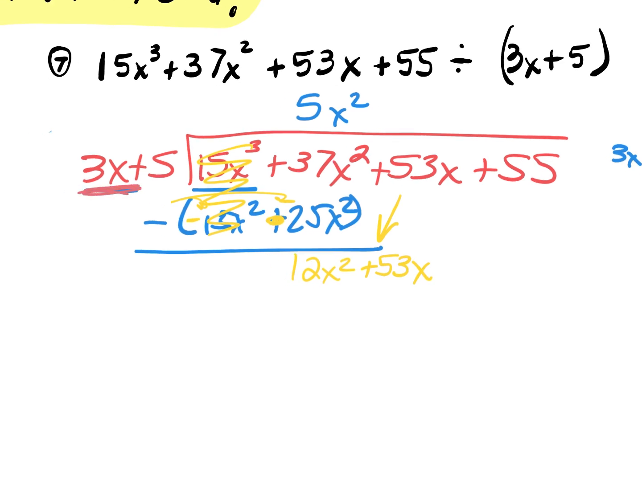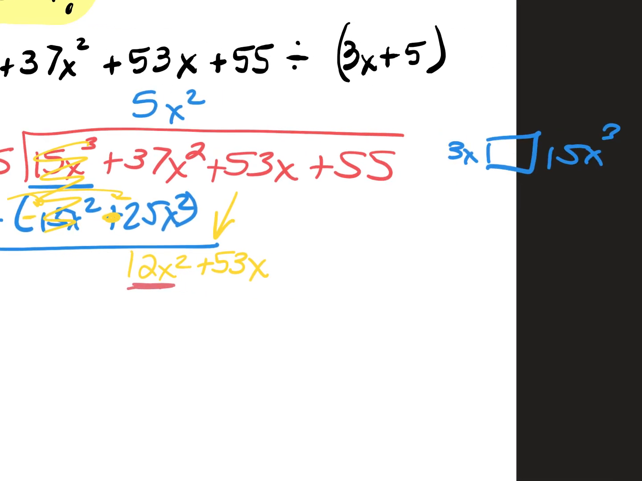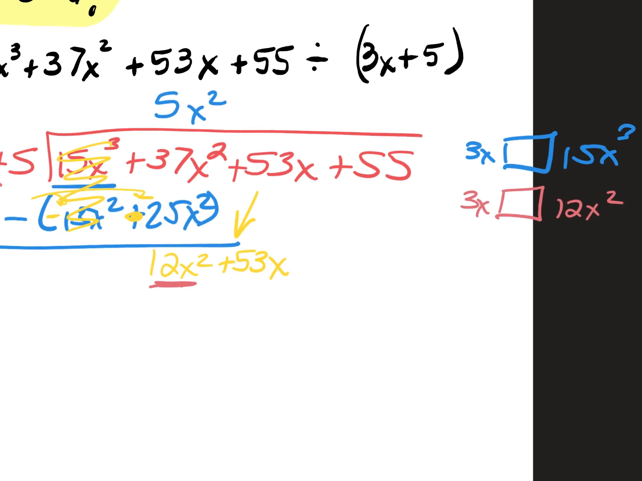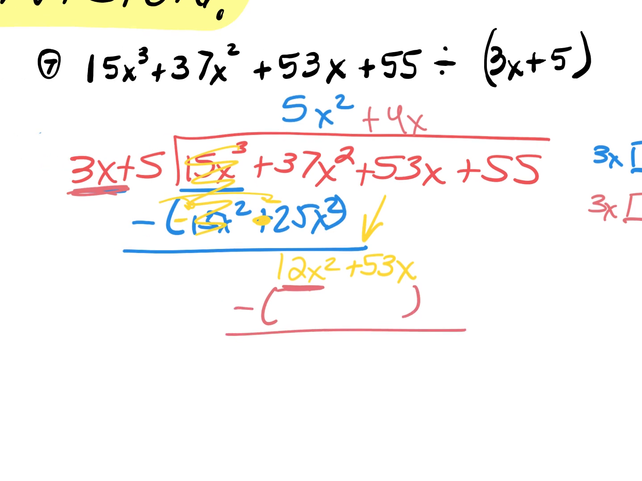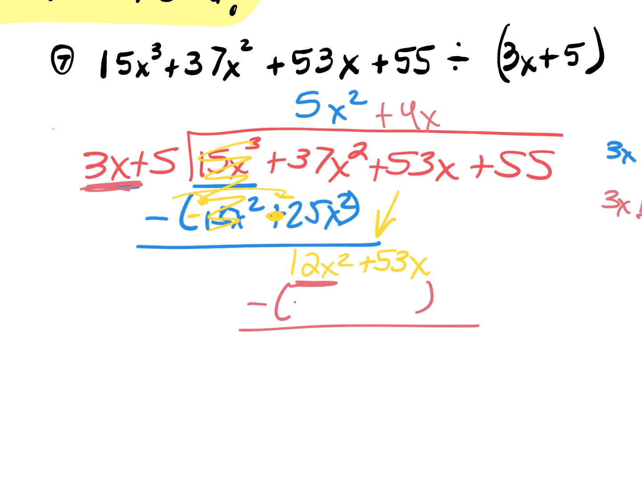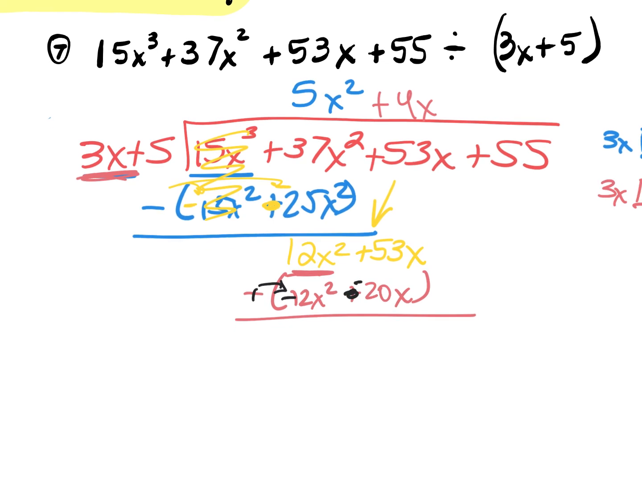First term, which is 3x, into 12x squared. So 3x times what gives me 12x squared? 4x. So plus 4x. Good. Get your subtraction ready. Let's multiply. 4 times 3 is going to give me 12x squared. 4 times 5 is going to give me plus 20x, correct? Yeah, we're good? Okay, so before we subtract, we've got to distribute that negative. So it's going to change. What's 53 minus 20?